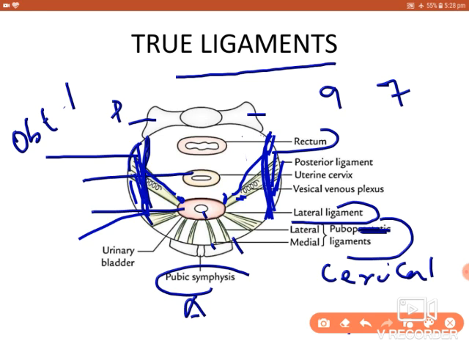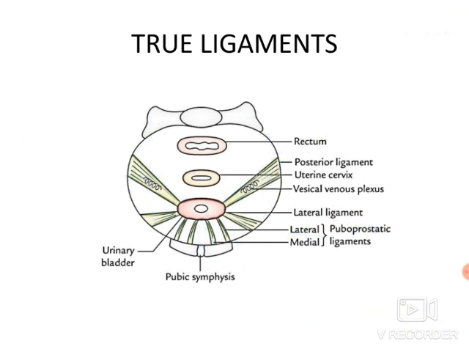These are all paired. Additional to that, there is a median umbilical ligament, which is from the apex of the bladder to the umbilicus. This is the remnant of the urachus. These are the medial and lateral puboprostatic or pubocervical ligaments. These true ligaments are condensations of the pelvic fascia.